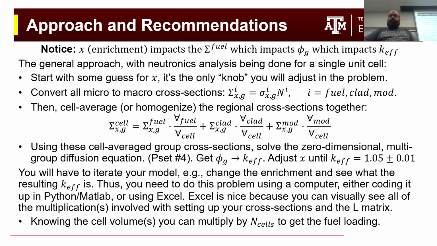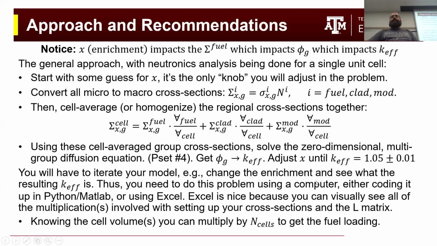So, in general, this is kind of like what I was saying before, is that the enrichment is going to affect your fuel cross sections, which is going to affect your group flux components, which is going to impact K effective. So you just pick an initial guess for the enrichment. You do all of your calculations in terms of converting your micro cross sections to macro cross sections. You get your cell homogenized cross sections, and then you use the zero-dimensional multi-group diffusion equation to get your group flux components, which will give you K effective.